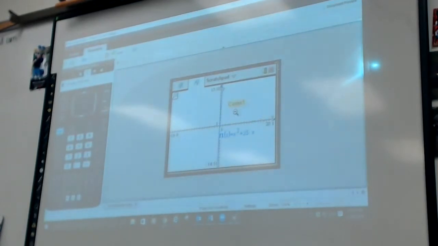Anyway, even zooming out, it's still hard to see. But you can see that it crosses at 0.